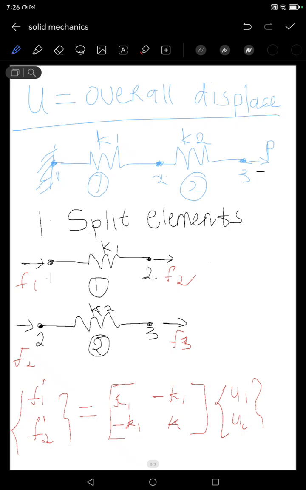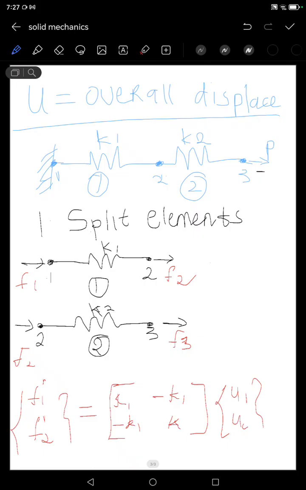No, we're still on step 1, guys. Step 1, we have to split it, and then after splitting it, we're going to do the matrix. Step 2, I'll come to step 2. Okay, step 1 is splitting the elements. This is how we split it, and then we write the matrix form.